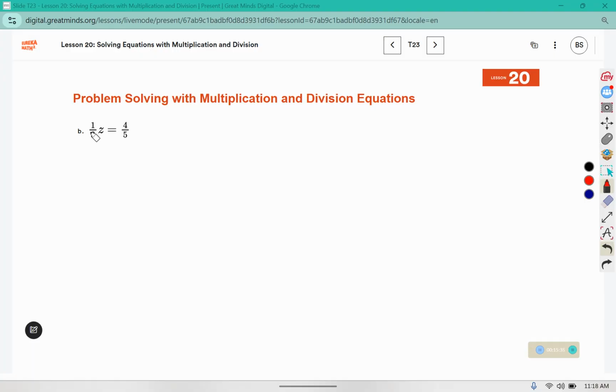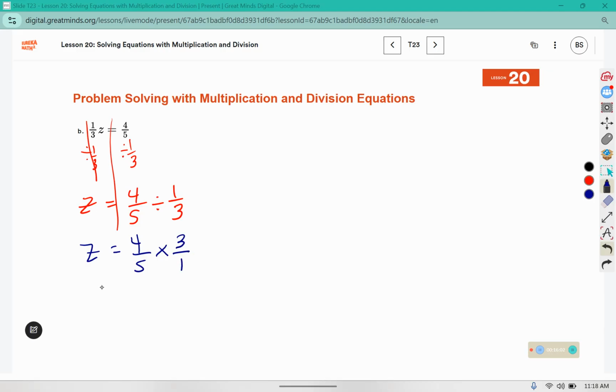Here we have 1/3 times z equals 4/5. So we can divide by 1/3 to get rid of this side, and we have to do the same thing over here. So now I have z is 4/5 divided by 1/3. Remember, when we are dividing fractions, we can leave, change it to multiplication, and then flip the fraction over. Four times 3 is 12. 5 times 1 is 5.